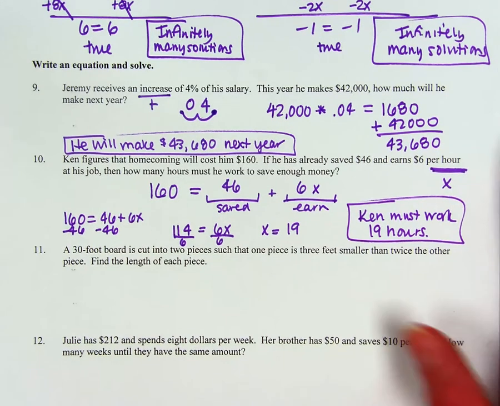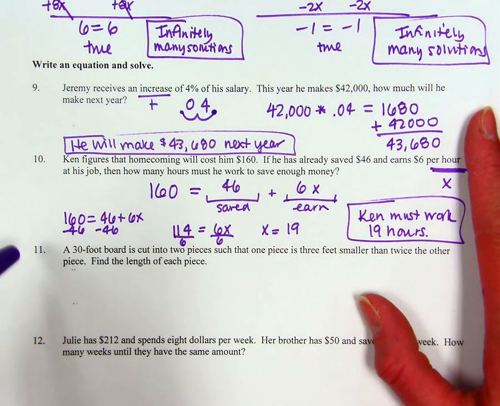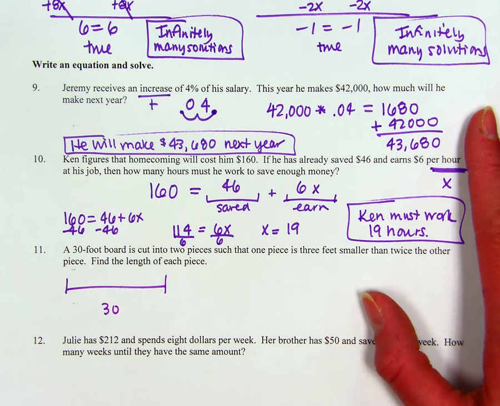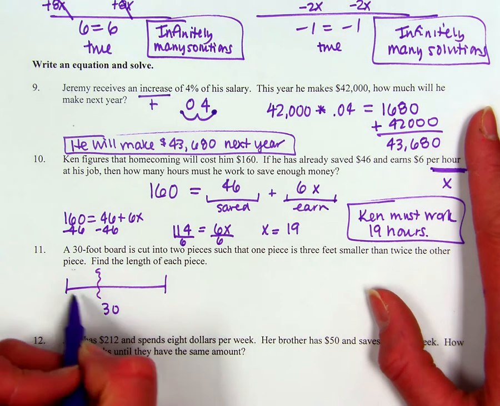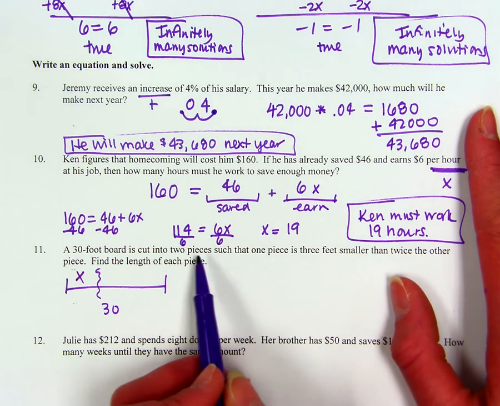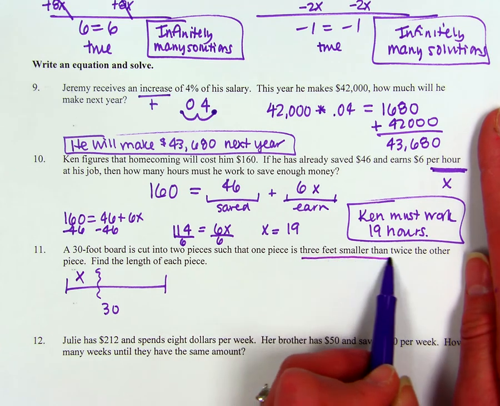All right, not number 3, the third word problem. Number 11 and 13, you're going to see these a lot. So you have a board. This board is 30 feet long. It's cut into 2 pieces, so it's going to be cut somewhere. One piece always needs to be called X, and then the other piece, it says it's cut into 2 pieces such that one piece is 3 feet smaller than twice the other.